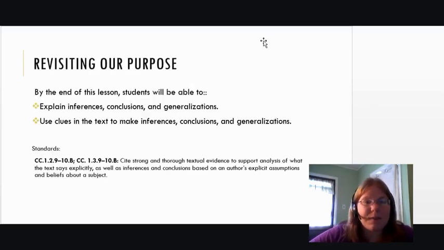All right, so we've talked about inferences, conclusions, and generalizations, and hopefully you would be able to explain them at this point. We've also used clues in the text to make inferences, conclusions, and generalizations, and this is something that you want to practice as you're reading.